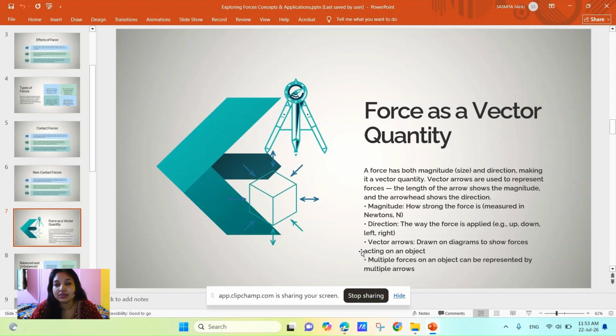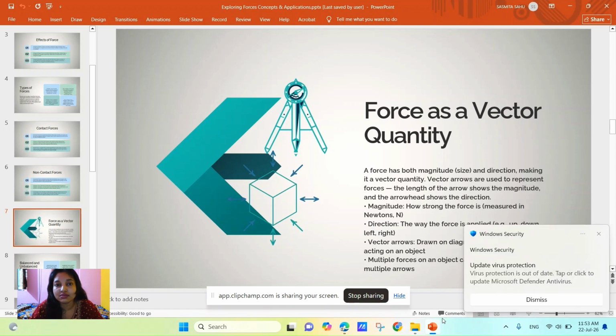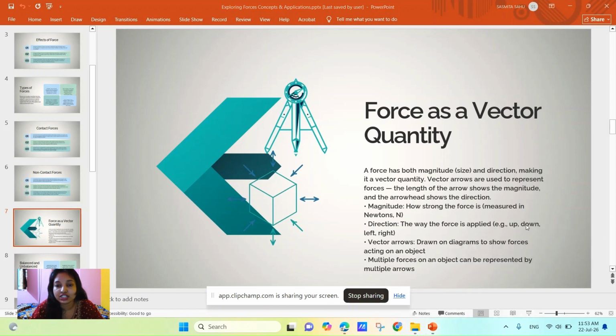So basically, the forces which have a particular direction are called a vector quantity. If we are running, if we are walking, if a bird is flying, if a cricket ball is deflecting, they all have a particular direction. So all these belong to the vector quantity.